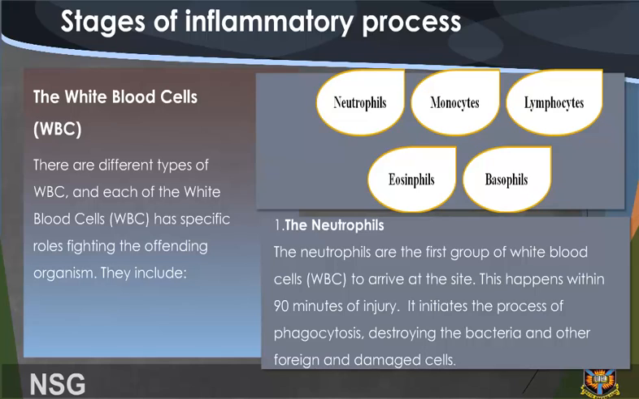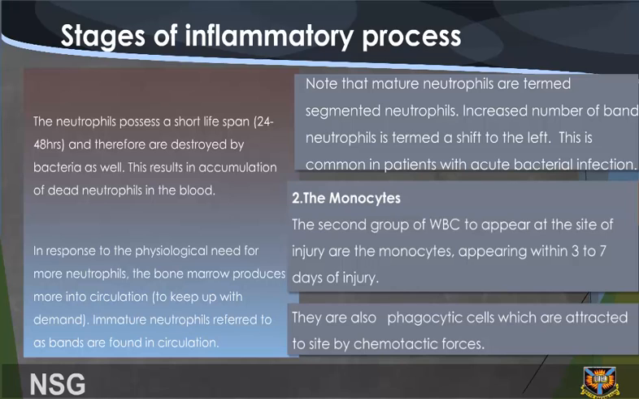1. The neutrophils. The neutrophils are the first group of white blood cells to arrive at the site. This happens within 90 minutes of injury. It initiates the process of phagocytosis, destroying the bacteria and other foreign and damaged cells. The neutrophils possess a short lifespan, 24 to 48 hours, and therefore are destroyed by bacteria as well. This results in accumulation of dead neutrophils in the blood.